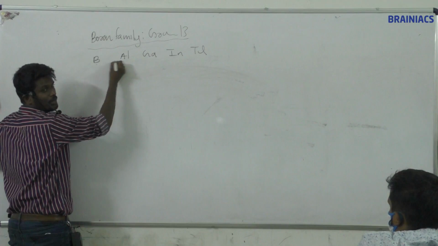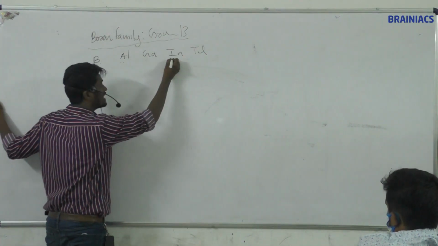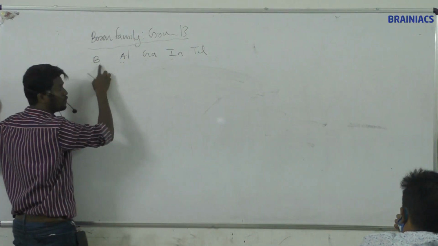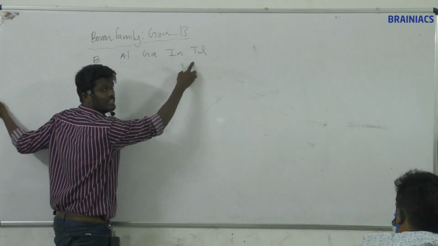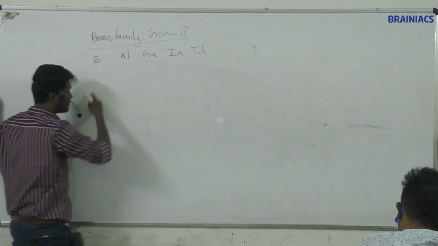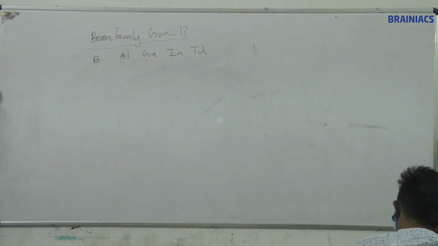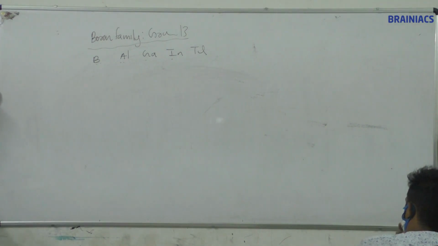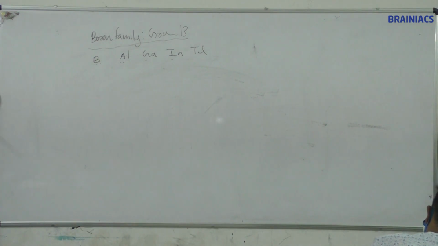Babu and Ali, Gada, India, Thalle. Good. Thalle is what the Tamil word? In Malayalam it is Thalle, meaning push. Babu, Ali, Gada, India, Thalle. Boron, aluminium, gallium, indium, thallium.